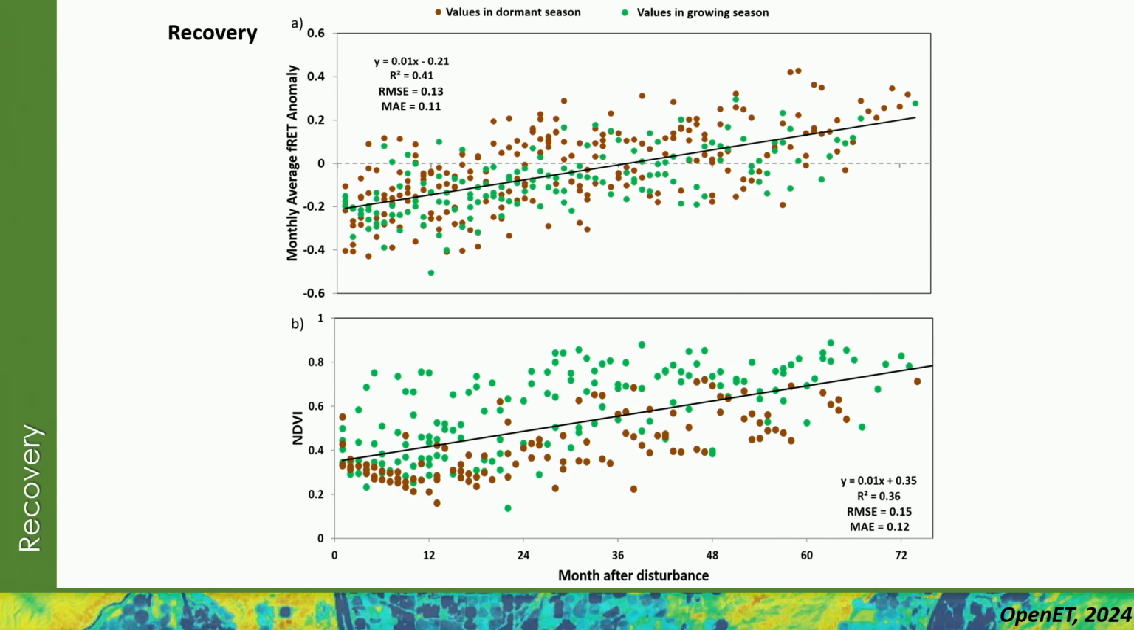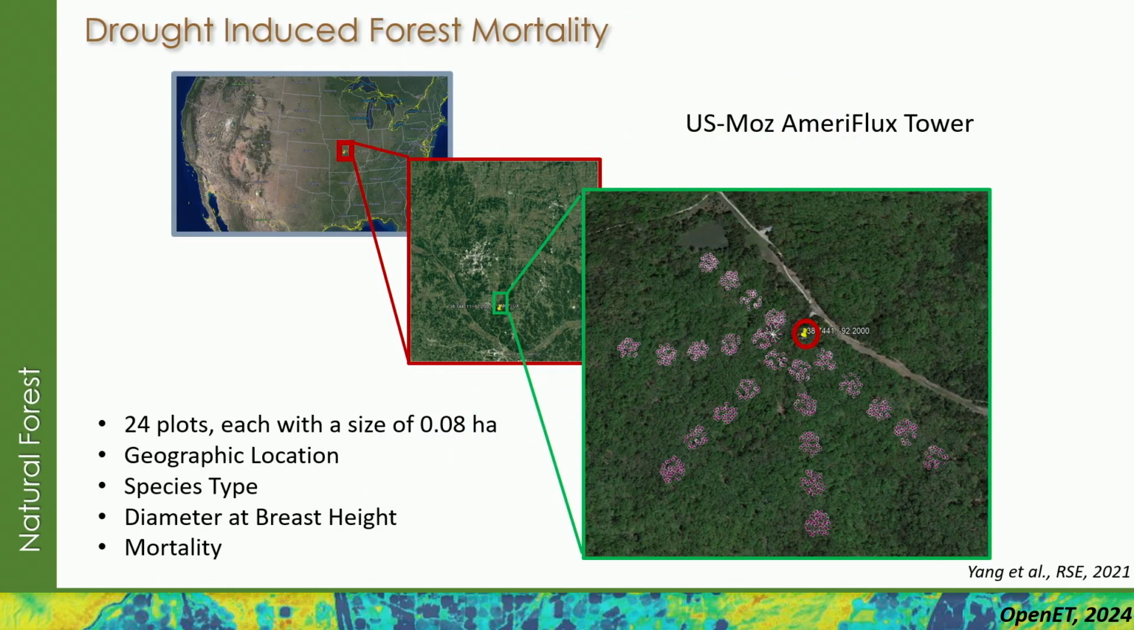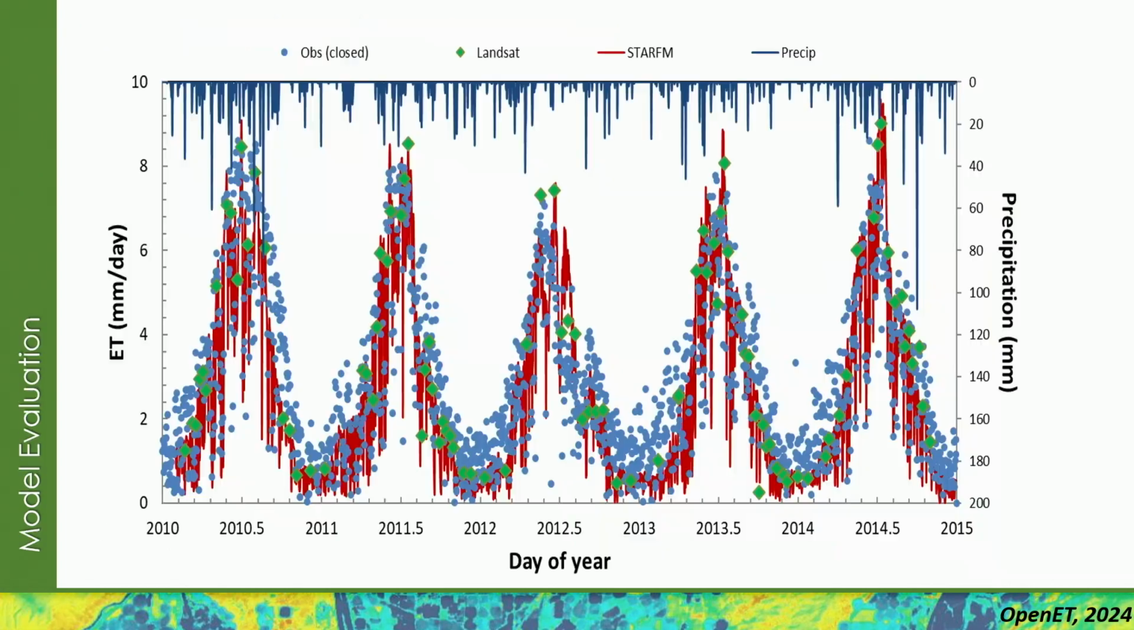So this is the first example, and I need to go quickly for the second one because I know I'm taking a lot of time here. The second one is where we move to a natural forest. For this one, we have the mortality rate recorded, so we can compare the water use change during the drought year with the mortality after the drought year. This is a site in central Missouri.